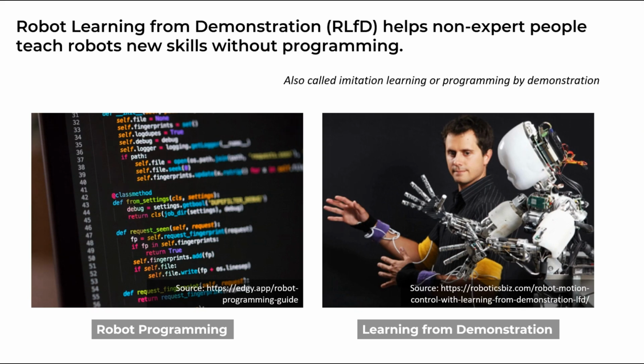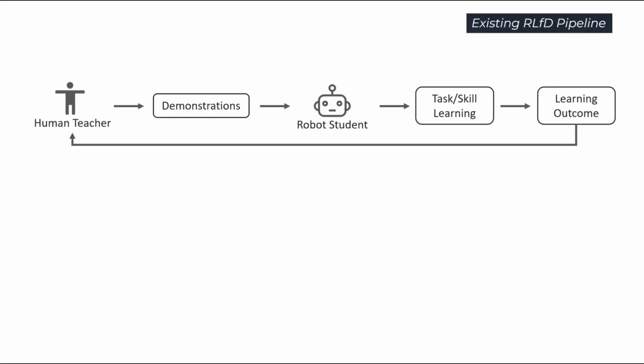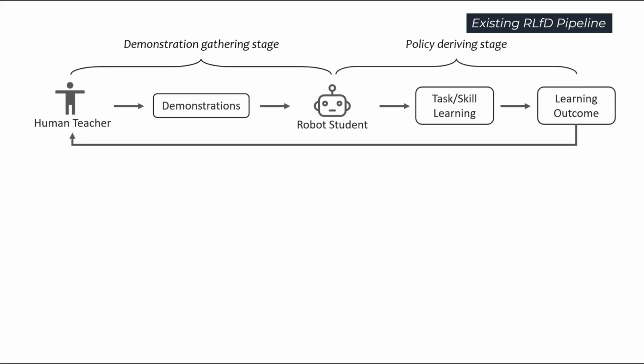Compared with traditional robot programming, robot learning from demonstration provides an interactive method for non-expert users to teach a robot by intuitively demonstrating examples. A standard RLfD process usually contains two stages: a demonstration gathering stage, where the human instructor shows demonstrations of a task, and a policy deriving stage, where the robot student learns a policy from the demonstrations. And finally, the robot will show its learning outcomes.